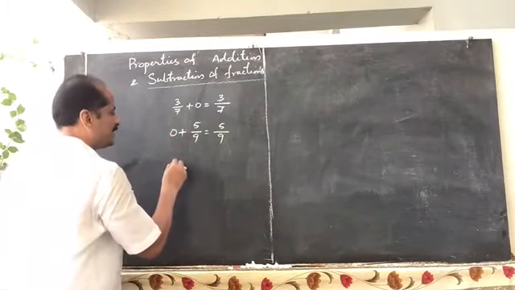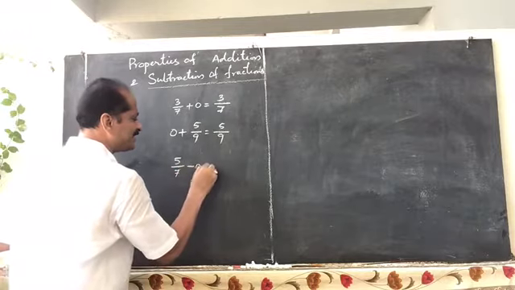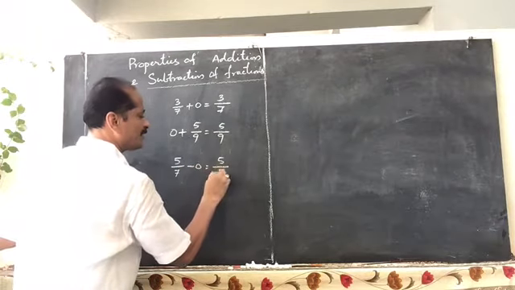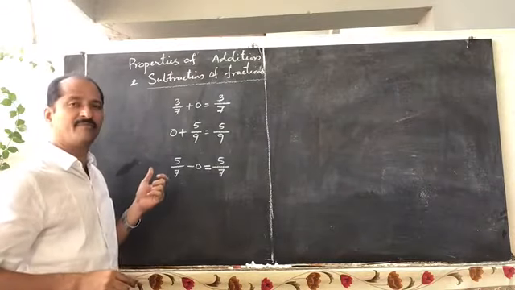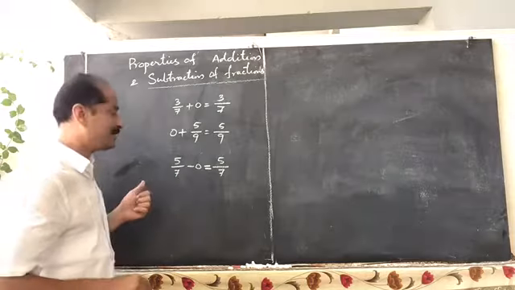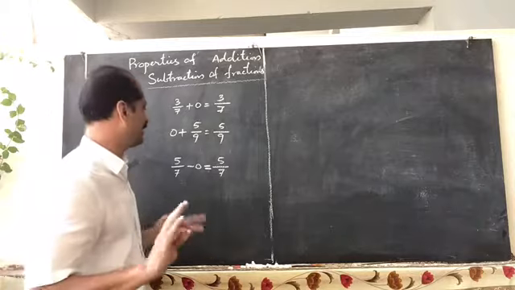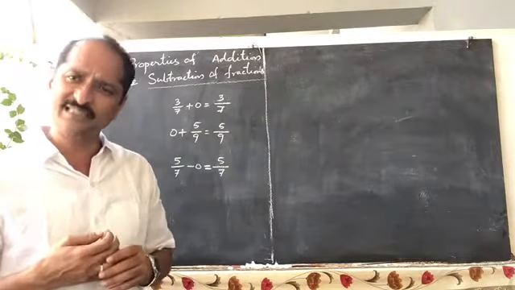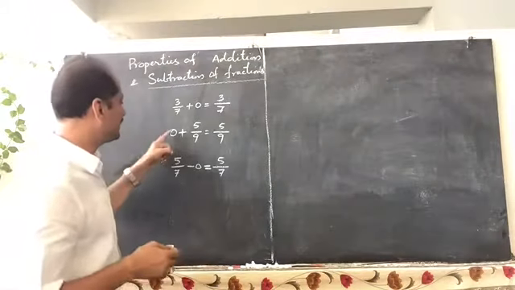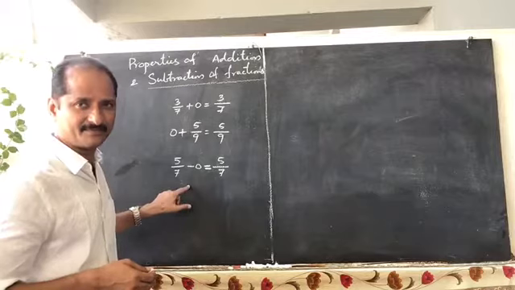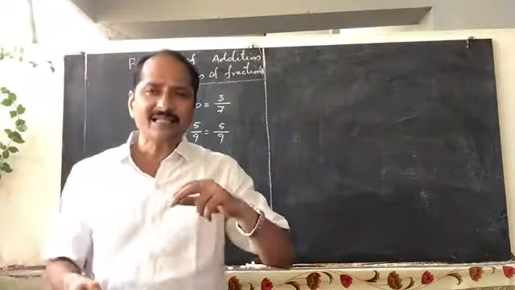For the subtraction, if you are subtracting 0 from any number, 5 by 7 minus 0 is 5 by 7 only. That means subtraction of 0 from any fraction gives the same fraction. But 0 minus any fraction is not the same fraction. So here it is not possible in subtraction. This is the 0 property. And then there are another two properties.